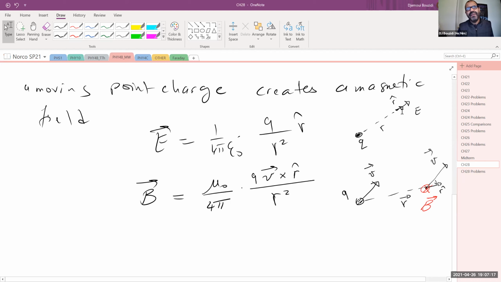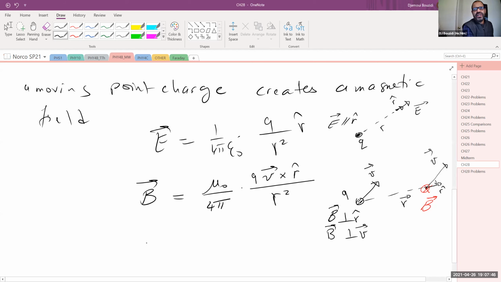In here, because you didn't have a cross product, the direction of the electric field and the direction of r hat are in the same direction. In other words, E is in the same direction as r hat. In here, B is perpendicular to r hat, and also perpendicular to v, and it's perpendicular to the plane they form.